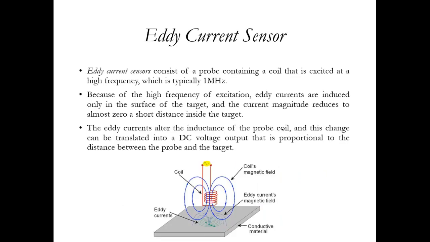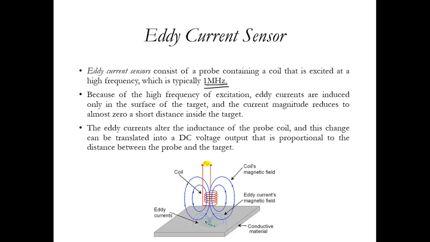Then we have eddy current sensors. Eddy currents are a different phenomenon, whereby we have a coil, if you see here, which is energized by an alternating current, and then we have some conducting material placed near it. Because of the high frequency, using an oscillatory high frequency alternating current, a magnetic field is created that changes very fast, so we have an induction of currents on this conductive material, which are called eddy currents, which move in a circular path like this.